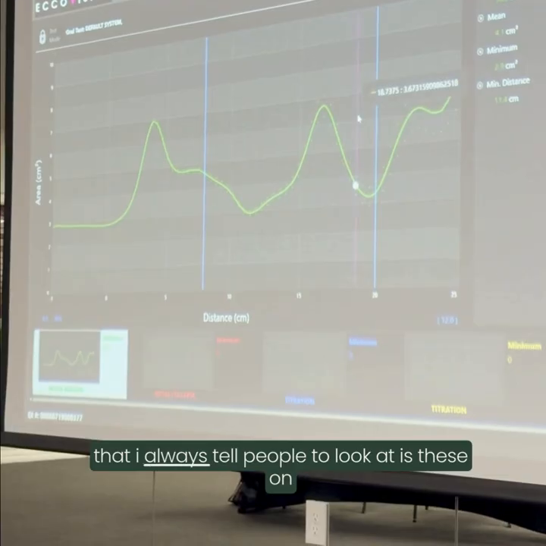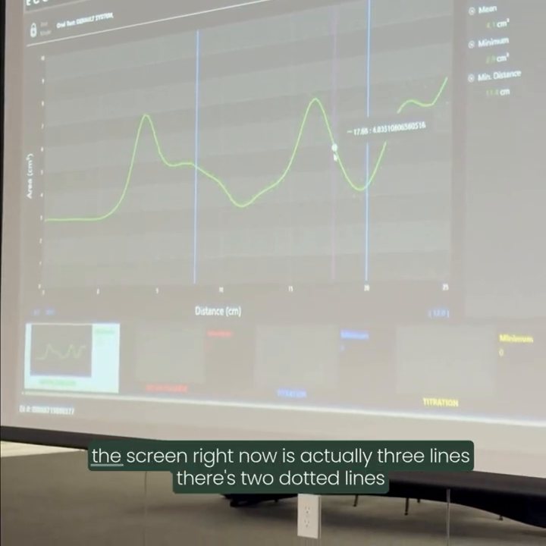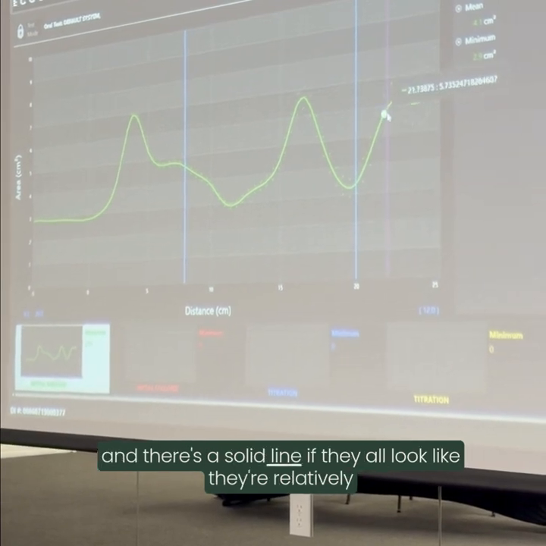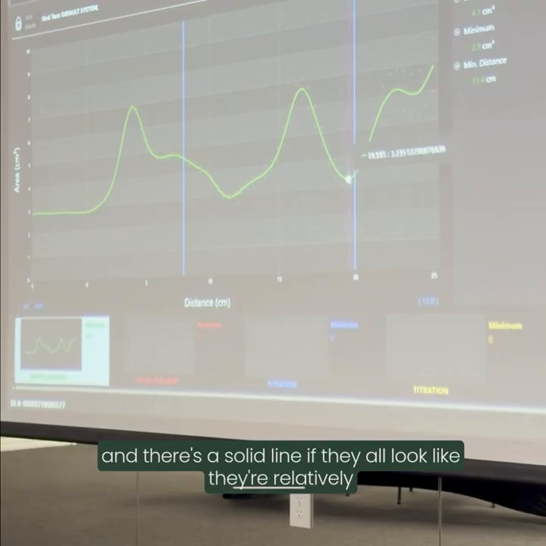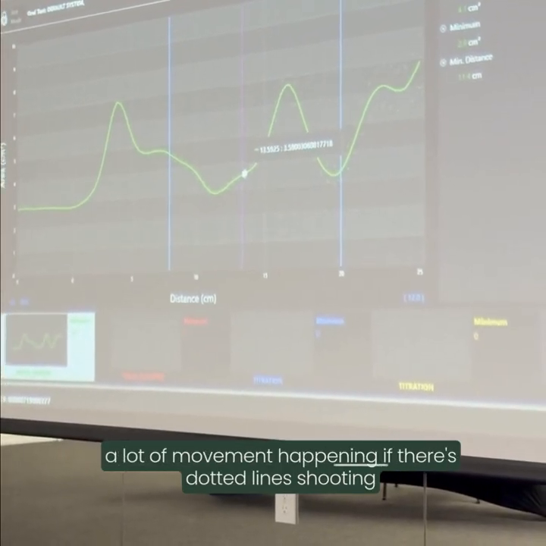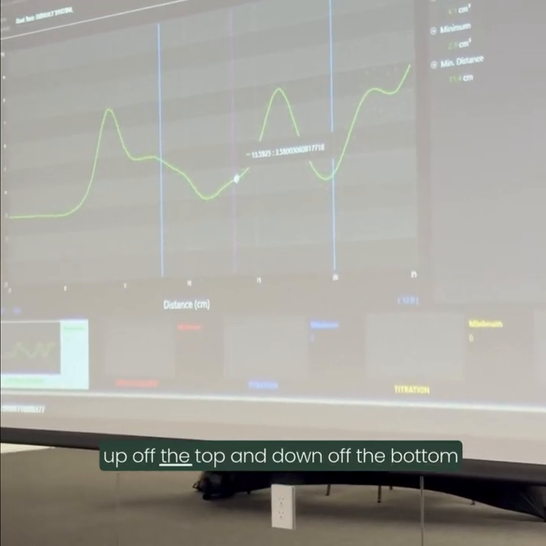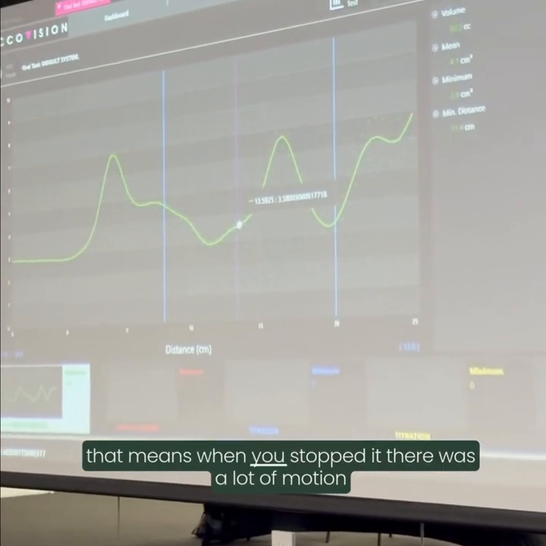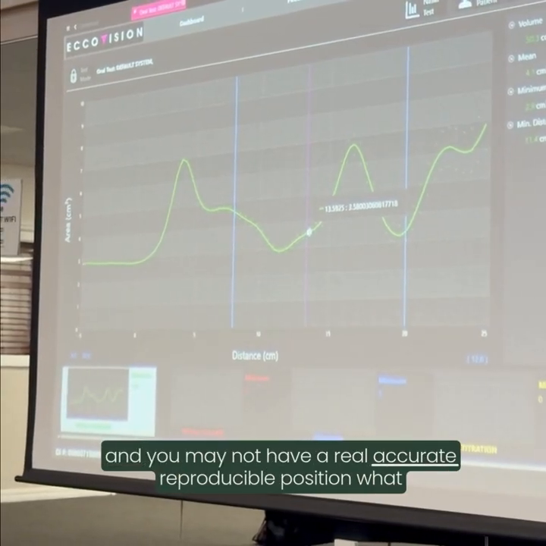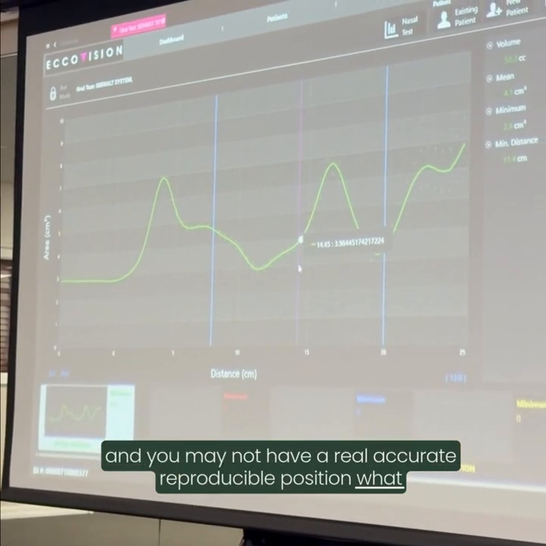One of the things I always tell people to look at: on the screen right now there are actually 3 lines, 2 dotted lines and a solid line. If they all look relatively close to each other, that's a good reading. It means there wasn't a lot of movement happening. If there are dotted lines shooting up off the top and down off the bottom, that means when you stopped it, there was a lot of motion and you may not have a real accurate, reproducible position.